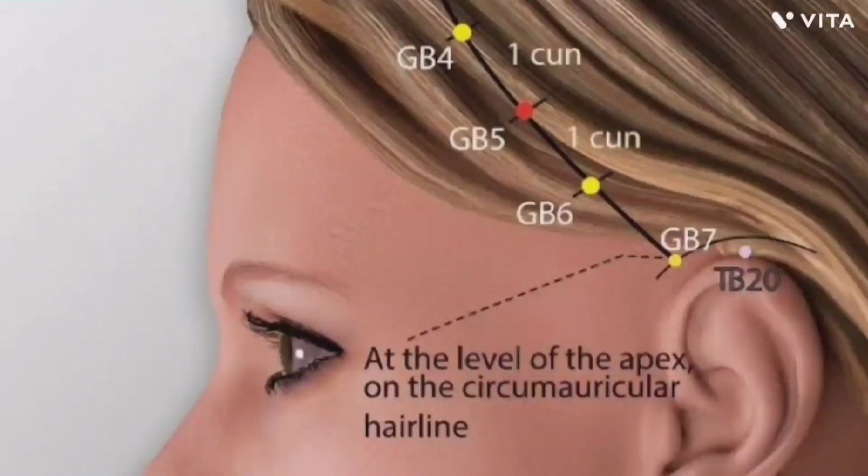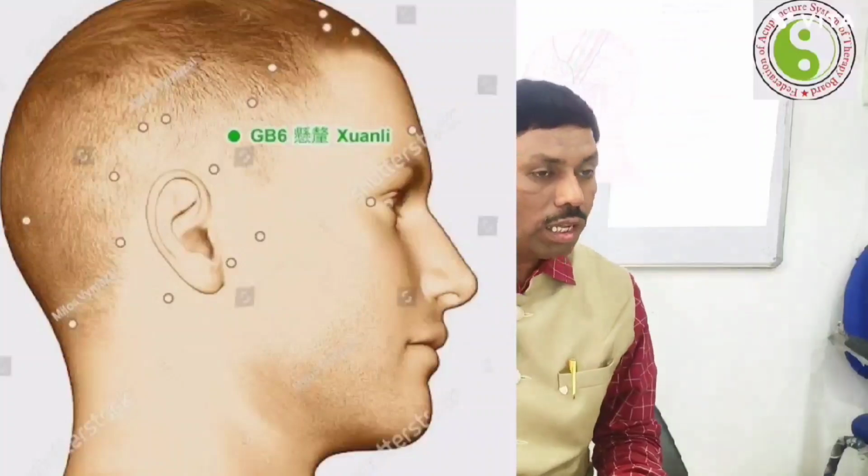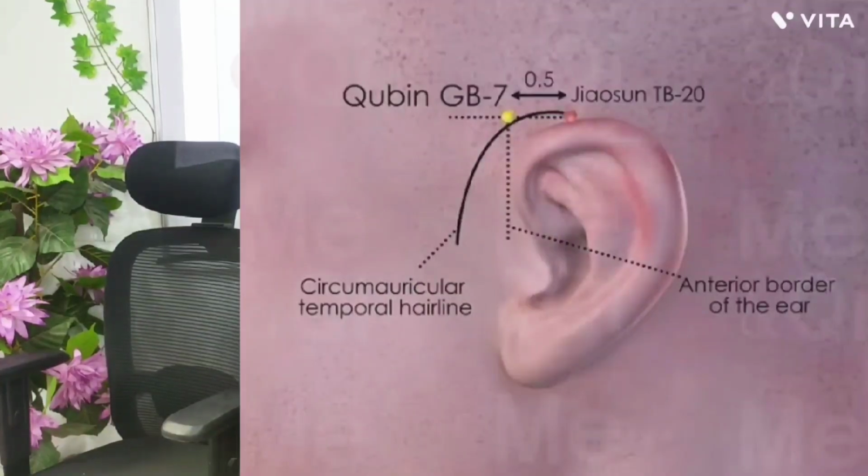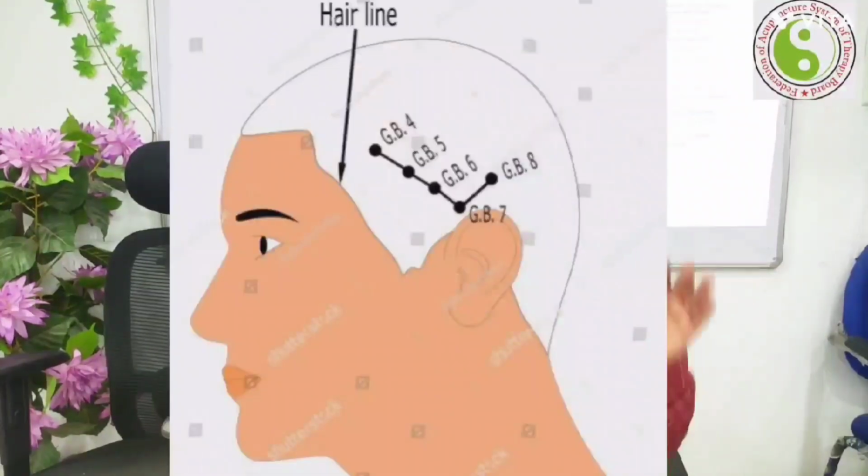Here you should remember 3-4 points: Hanyan, Xuanlu, Xuanli, Qubin. Hanyan, Xuanlu, Xuanli, Qubin. These are GB4, GB5, GB6, GB7. So this gallbladder 4 to gallbladder 7 you should register in your mind. They are located in the temporal region.